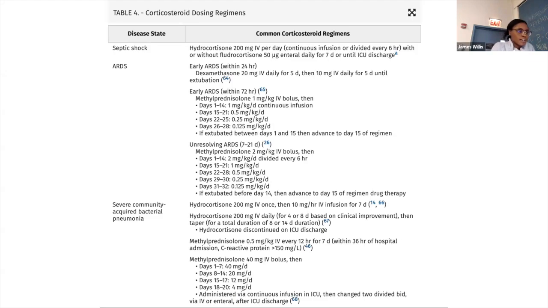So for septic shock, we won't go into the ones that are greater than 72 hours, but they had looked at studies that showed using hydrocortisone 200 milligrams IV per day, divided every 6 hours, as kind of one of the doses. And then for ARDS, dexamethasone 20 milligrams IV daily. We won't get into the weeds of this, but this is just something to consider.